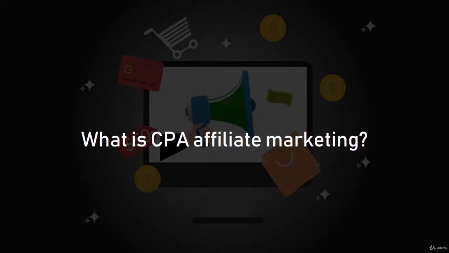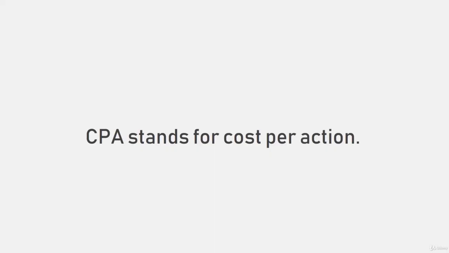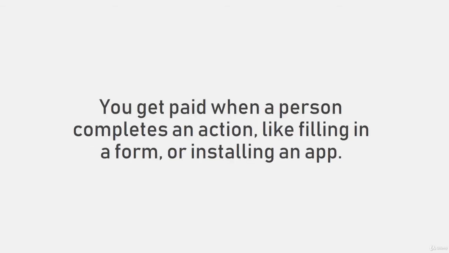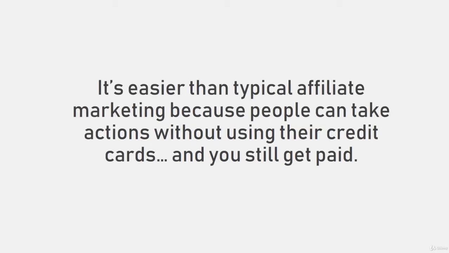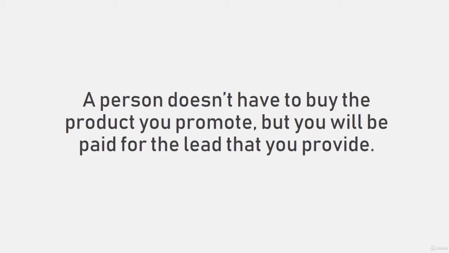So what is CPA affiliate marketing? CPA stands for cost per action. You get paid when a person completes an action, like filling in a form or installing an app. In other words, you are providing leads. It's easier than typical affiliate marketing because people can take actions without using their credit cards and you still get paid. A person doesn't have to buy the product you promote, but you will be paid for the lead that you provide.